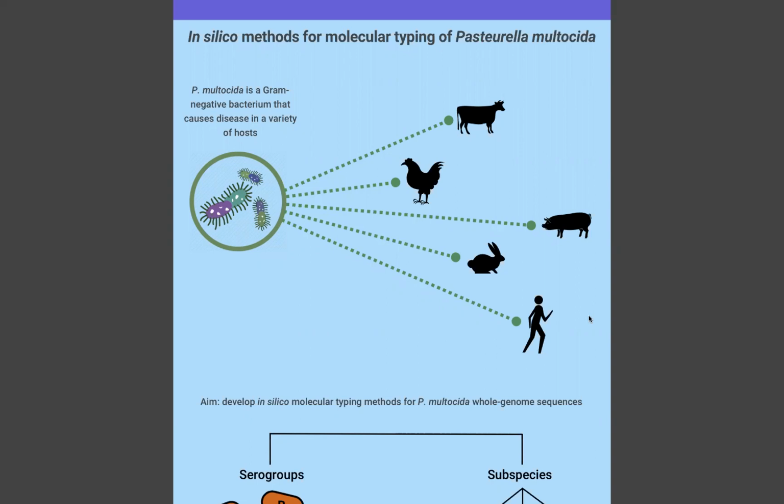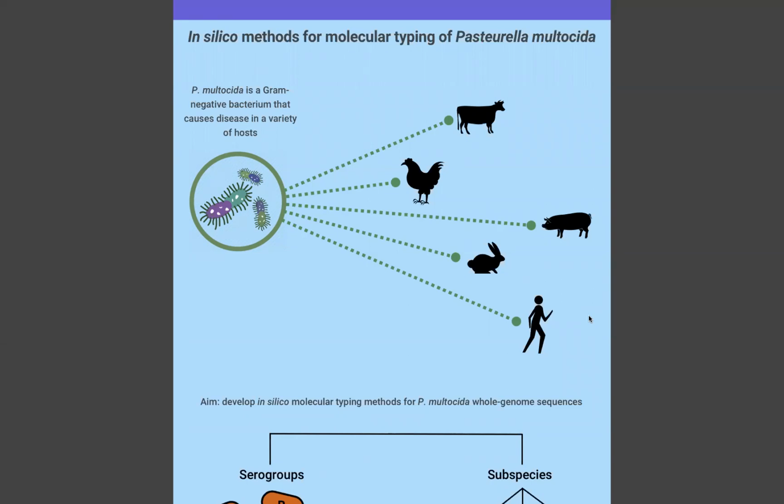There are many different typing methods that are used to differentiate isolates of P. multocida. Two common methods include serogroup and subspecies identification. Traditionally, these methods have relied on labor-intensive protocols or phenotypic assays for differentiation. Currently, there are no bioinformatic tools publicly available to differentiate serogroups and subspecies from whole genome sequences.